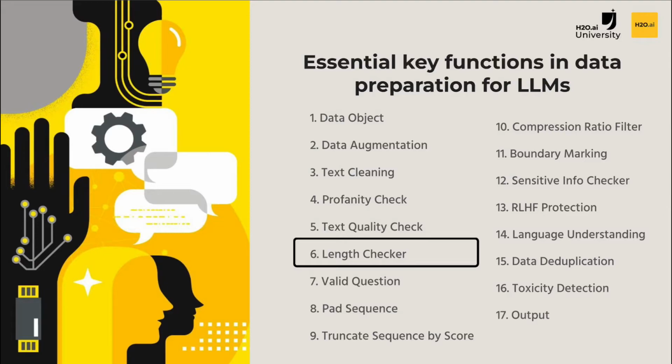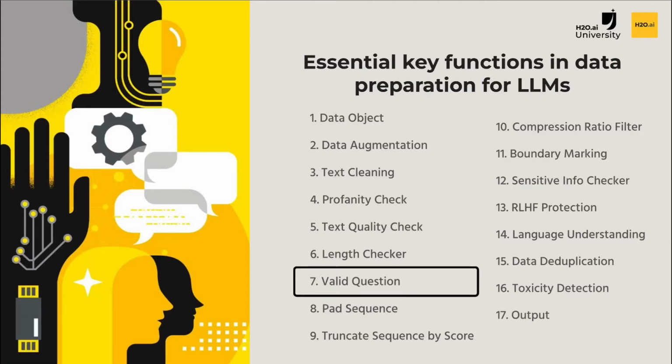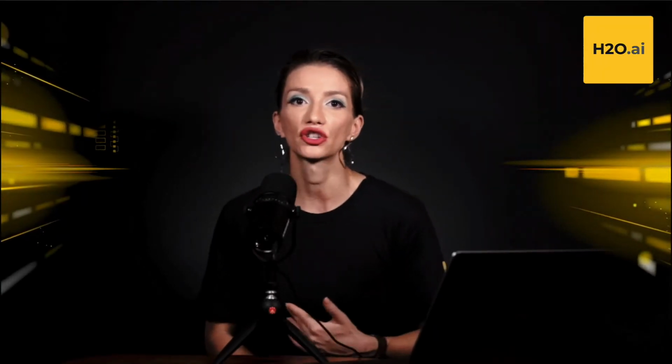Length checker. Filter the dataset based on user-defined length parameters to suit task requirements. Example: filtering out tweets that are too short, less than 10 characters, or too long, more than 280 characters. Valid question. For question and answer tasks, this function ensures that each row in the question column actually contains a question. For example, "apples are green" is not a question and would be filtered from the dataset.